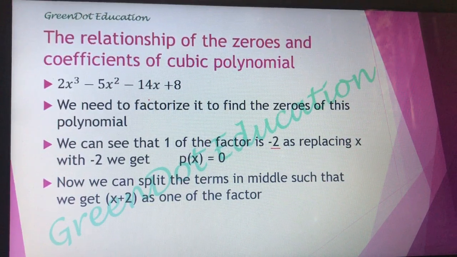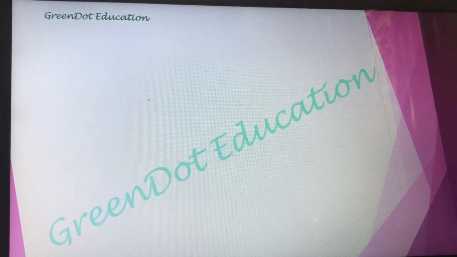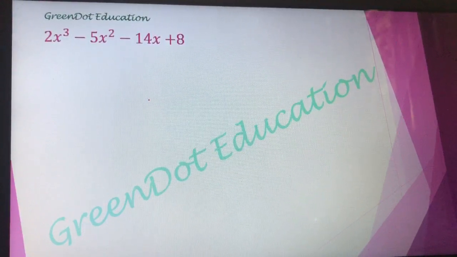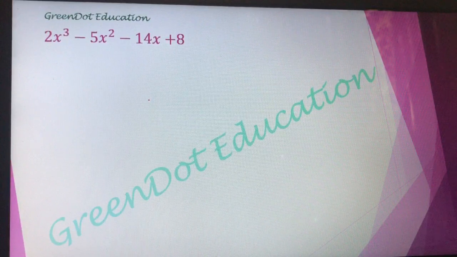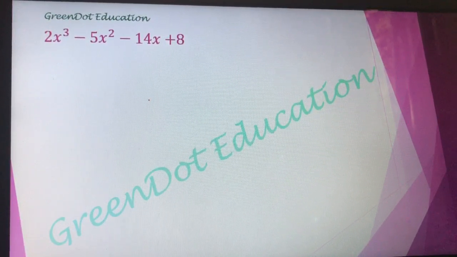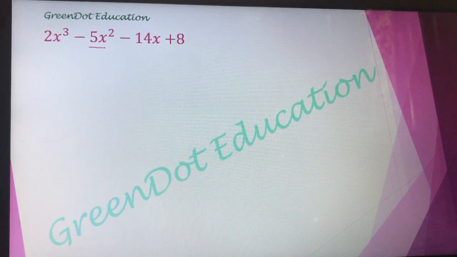So let's split the terms and find out the other factors of this polynomial, or other zeros which are to be found out. In the last slide we have seen that x plus 2 is a factor, right? So x plus 2. Now how am I going to divide this particular term?